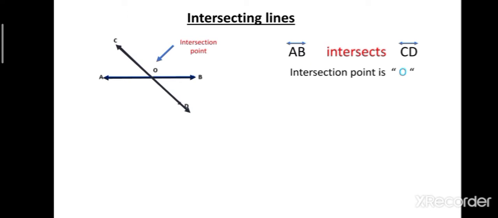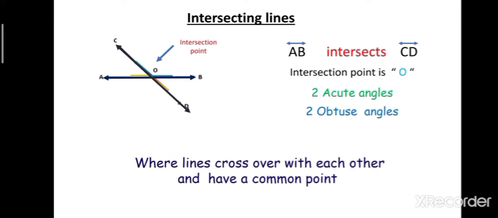We are also going to notice that when these two lines intersect or meet with each other, they form four angles, two acute angles and two obtuse angles. Remember, intersecting lines are lines that cross over with each other, meet each other, and have a common point, which is the intersection point. Okay, now we are going to take some examples on intersecting lines.